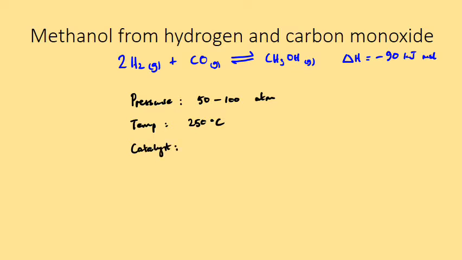and in this case the catalyst that works particularly well is a combination. It's a mixture of copper, zinc oxide, and aluminium oxide. So it's a mixture of those 3 metal compounds, and that is the conditions under which methanol is made in industry today.